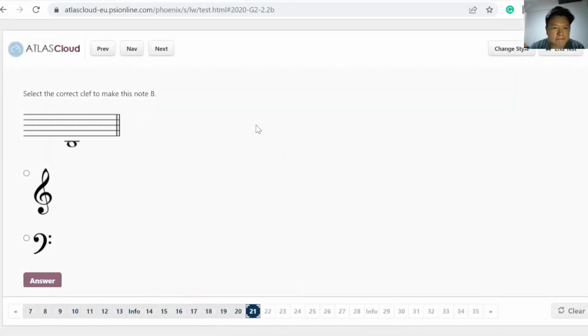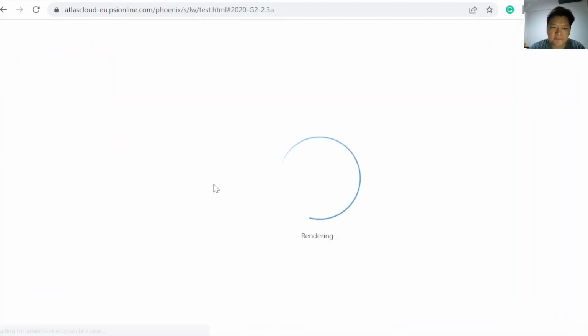Next, select the correct clef to make this note a B note. Okay. So remember, if you put a treble clef, right? The middle C is over here. Middle C step down is the B note. So you get a treble clef. Bass clef is actually a D note. Two ledger lines is a C note, correct? You go up, then it will be a D note. So wrong. The answer is treble clef.